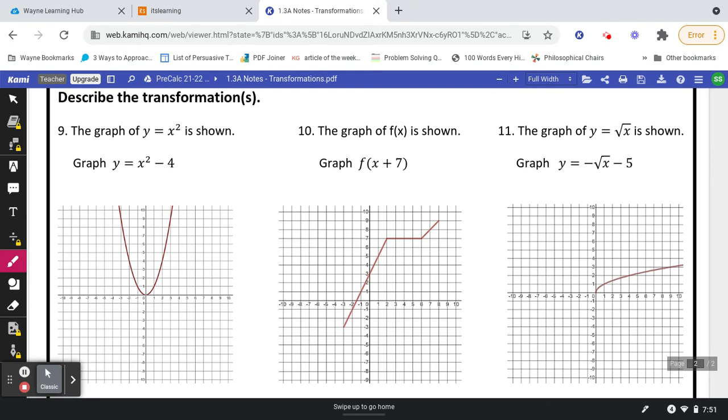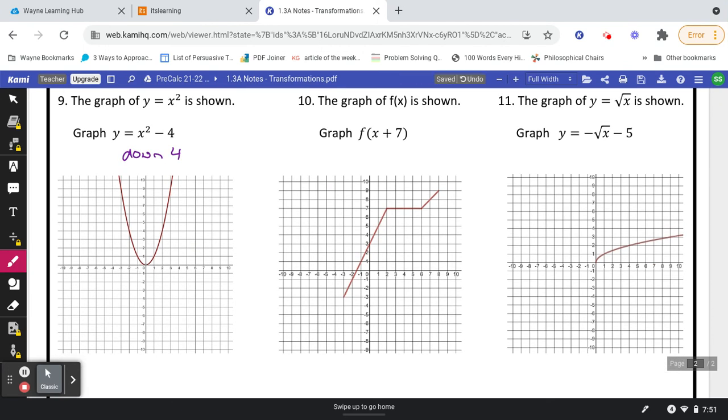So problem number 9, the graph of y = x squared is shown. We're going to graph y = x squared - 4. So we first have to decide what the -4 does. That's going to move it down 4. So we'll take the main point of the parabola, this (0, 0), and we're just going to move that down 4.